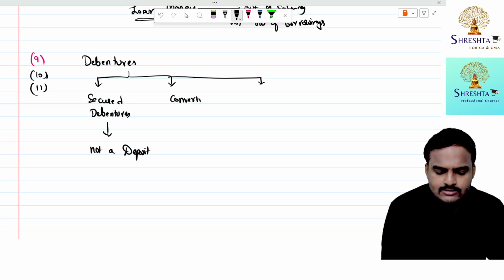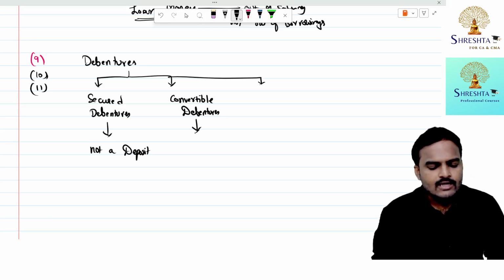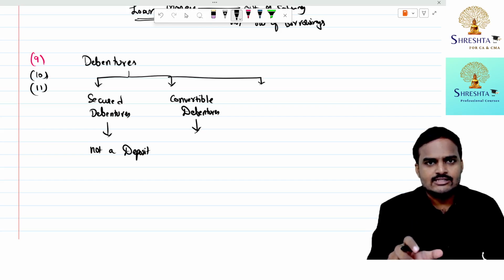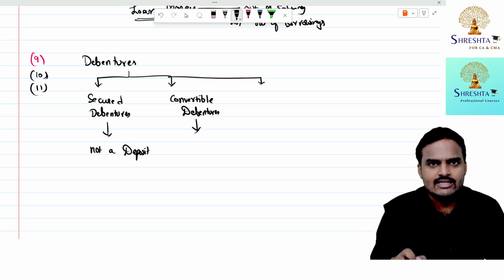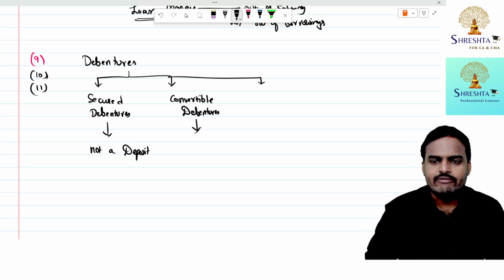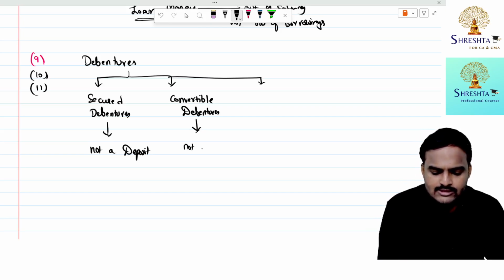Convertible debentures. Convertible means what? At the time of maturity, the company will not pay any cash. The company will issue equity shares. The company will take back the debentures and settle that loan amount by issuing equity shares. Convertible debentures: not a deposit.